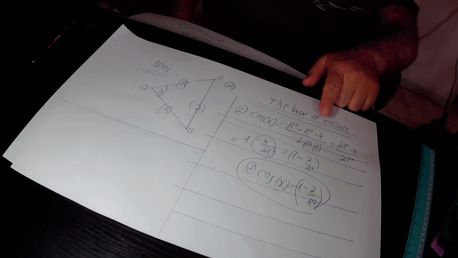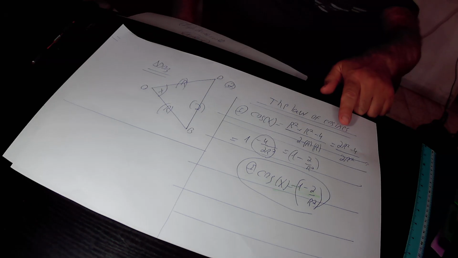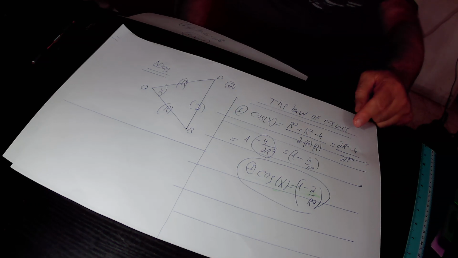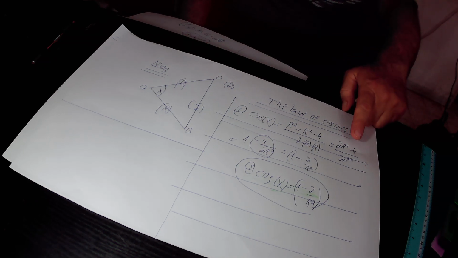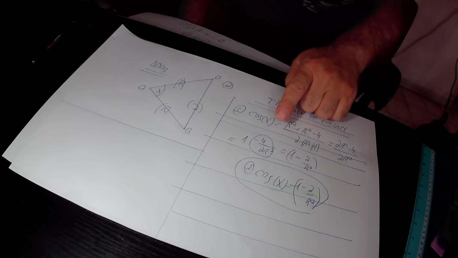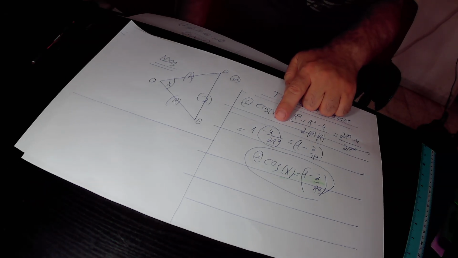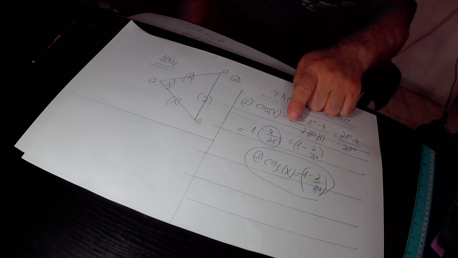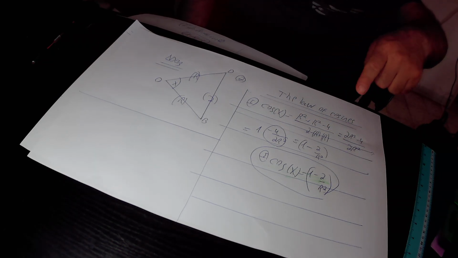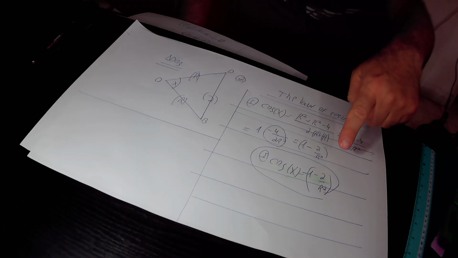R squared plus R squared is 2R squared. So in the numerator we have 2R squared minus 4, divided by 2 times R times R, that is 2R squared. So we have 2R squared over 2R squared, which is 1, and we also have minus 4 over 2R squared. Here we divided both the numerator and the denominator of this expression by 2. Minus 4 over 2 is minus 2, and 2R squared over 2 is R squared. So in conclusion, according to equation 1, cosine X equals 1 minus 2 over R squared.